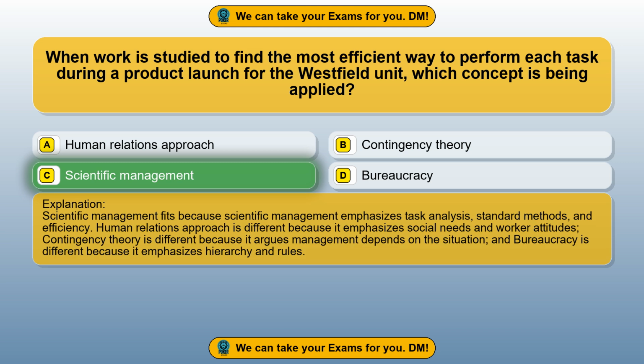Scientific management fits because scientific management emphasizes task analysis, standard methods, and efficiency. Human relations approach is different because it emphasizes social needs and worker attitudes. Contingency theory is different because it argues management depends on the situation, and bureaucracy is different because it emphasizes hierarchy and rules. Question 9.